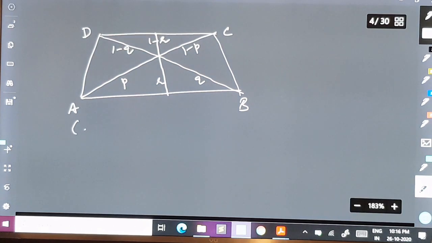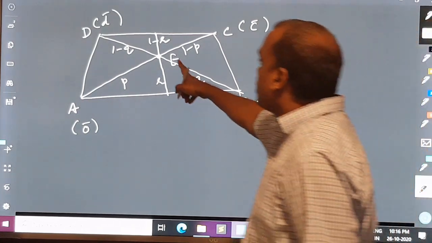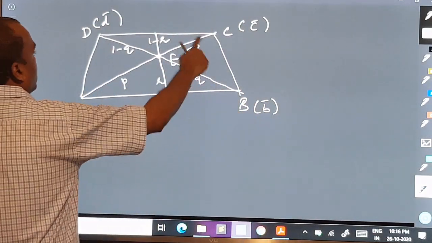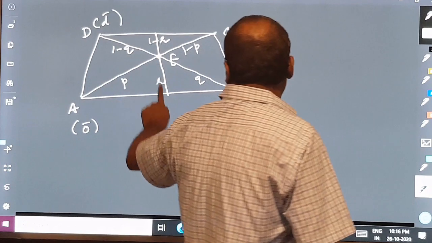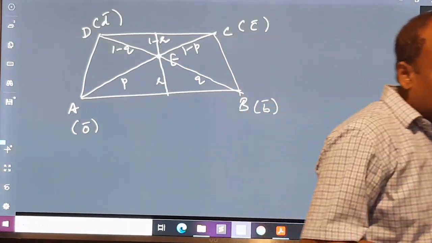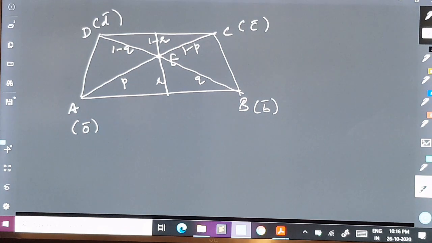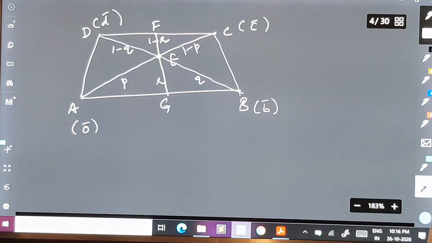Let me first assume A as O bar, B as B bar, C as C bar and D as D bar. Now if I call this point E, I am going to write E with the help of this and this and this. So first I write these two also, these being the midpoints. Let me name them F and G. So F is nothing but (C bar plus D bar) by 2 and G is nothing but B bar by 2.